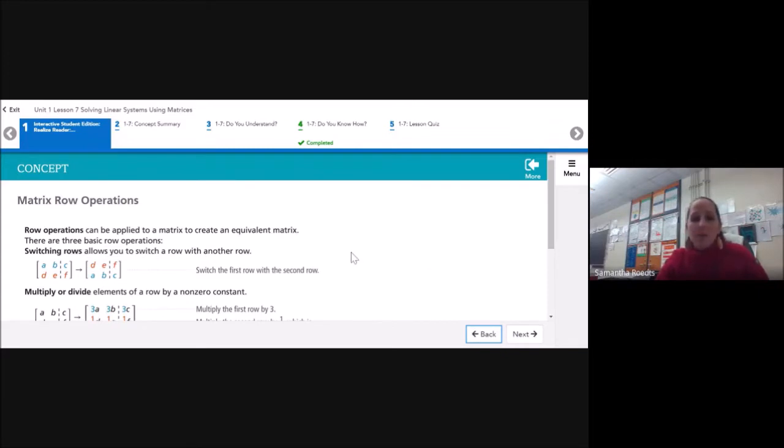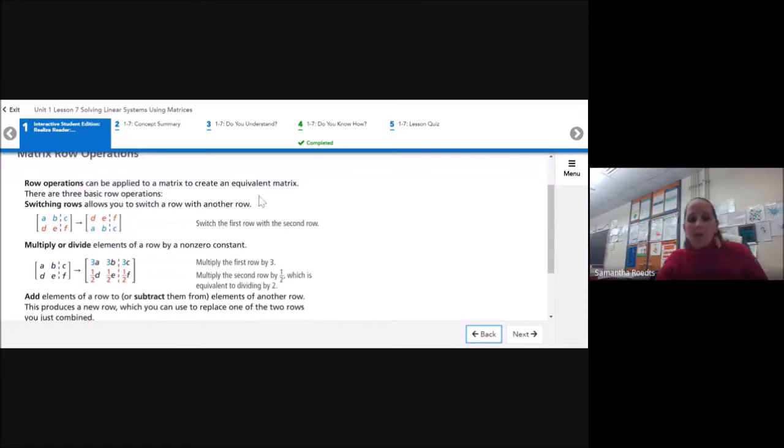So you still can multiply, you can still add rows, you can still subtract rows, you can still multiply or divide a row, just like you could with linear equations. So row operations can be applied to a matrix to create an equivalent matrix. There are 3 basic row operations. You can switch rows. So basically row 1 can become row 2, row 2 can become row 1. And all you do is switch the numbers.